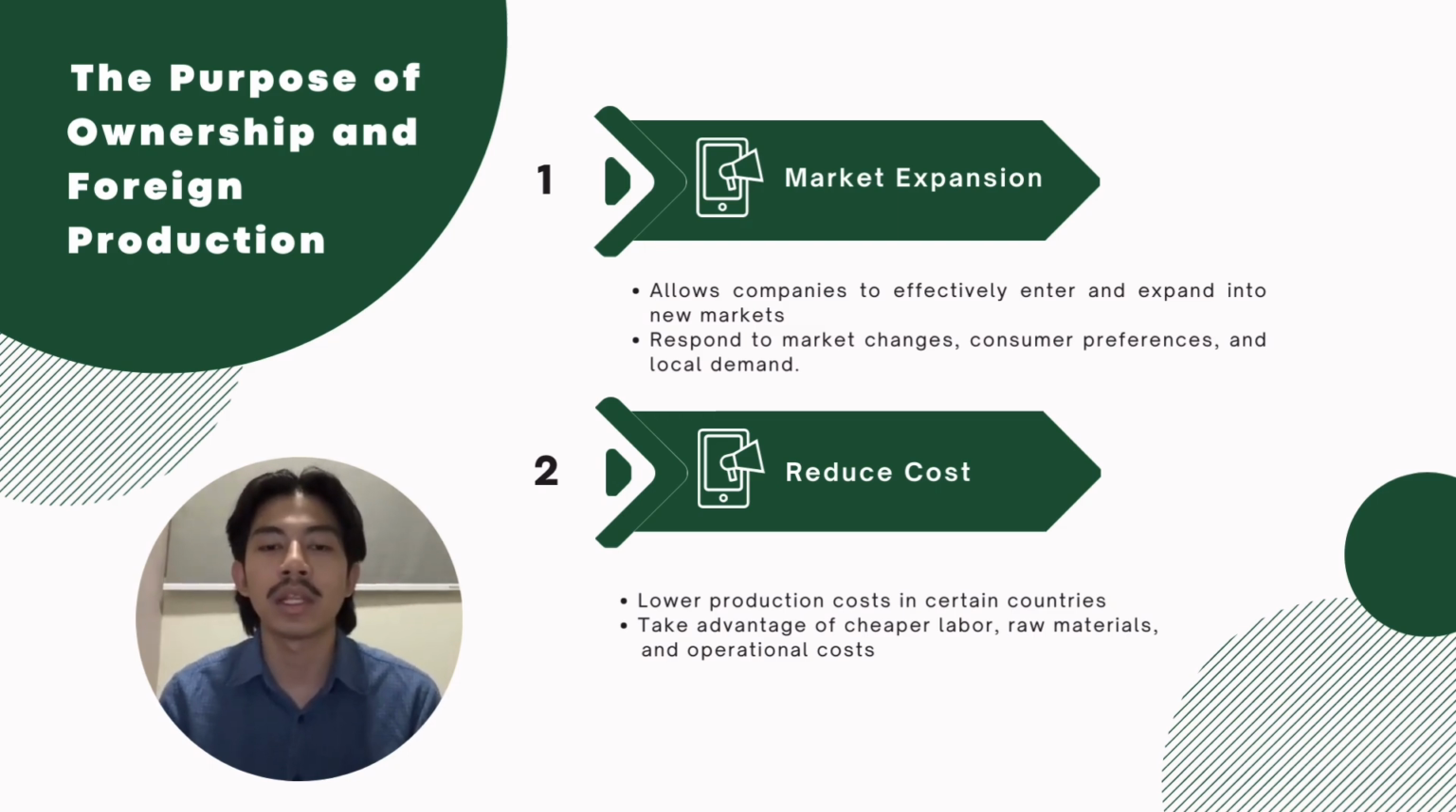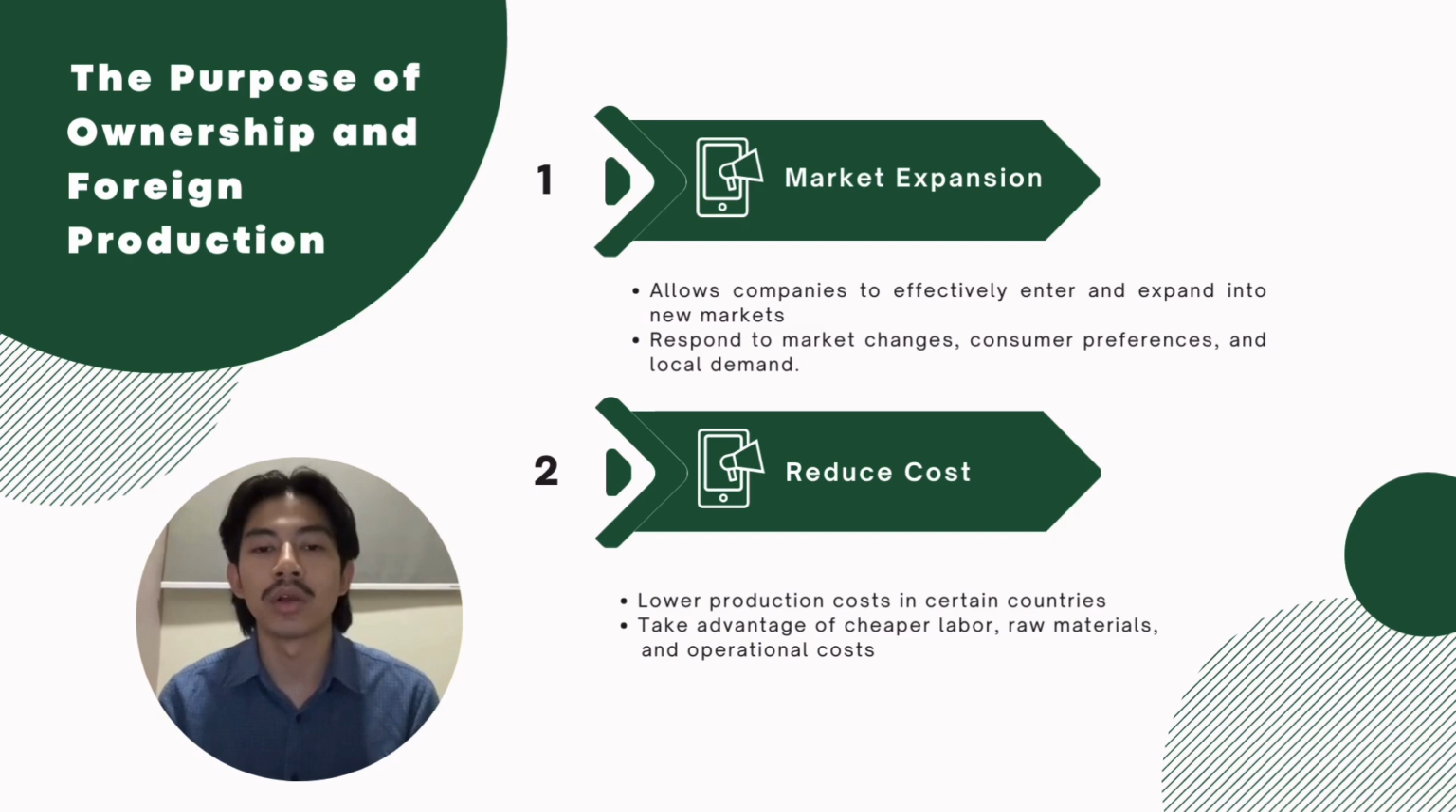By having a physical presence in the market, companies can reduce shipping costs and improve brand recognition, which leads to increased market growth. For example, McDonald's operates its production facilities and restaurants globally, allowing them to adapt their menu to local preference. They offer the McAloo Tikki burger in India and the teriyaki burger in Japan.